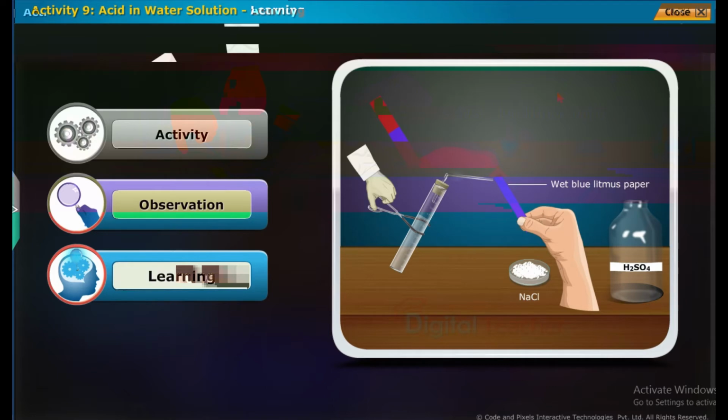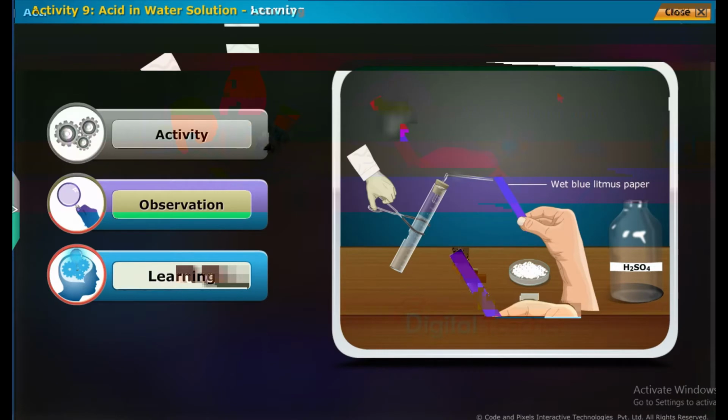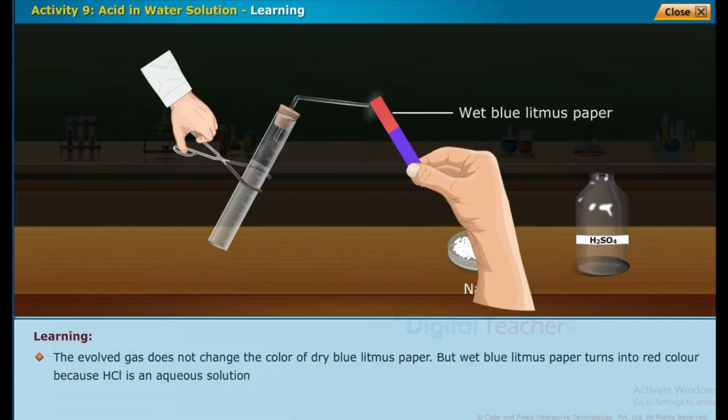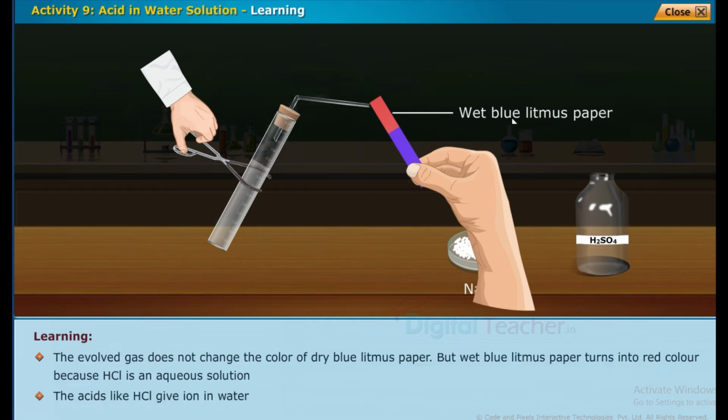The evolved gas does not change the color of dry blue litmus paper, but wet blue litmus paper turns red because hydrochloric acid is an aqueous solution. Acids like hydrochloric acid give ions in water. Thus, acids produce ions only in aqueous solutions.